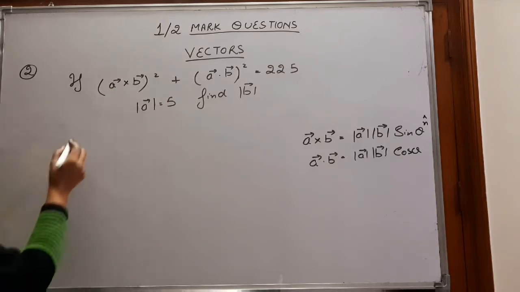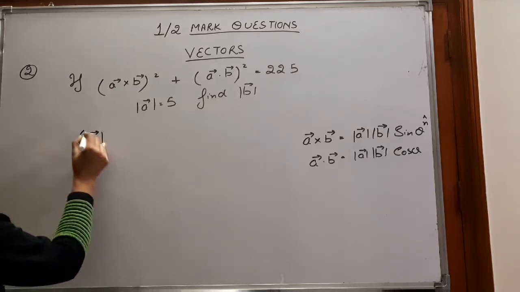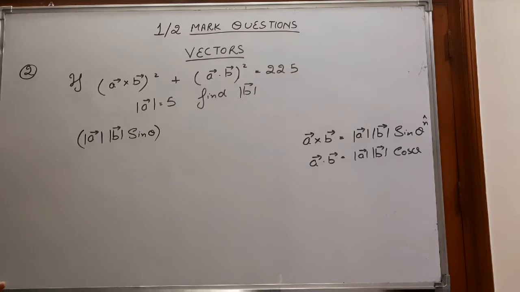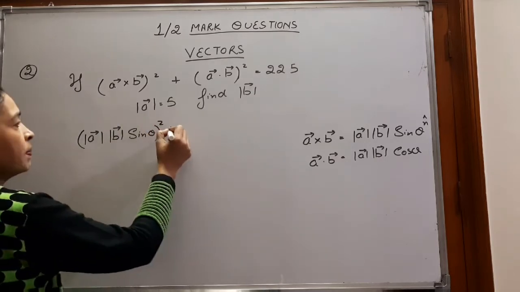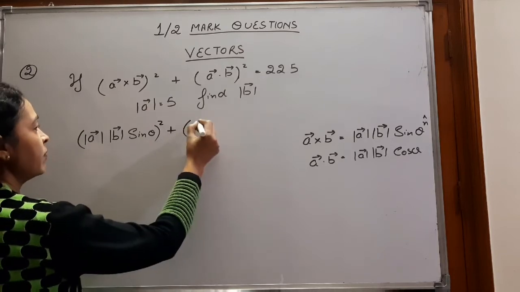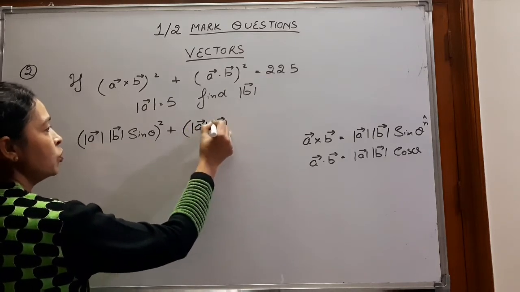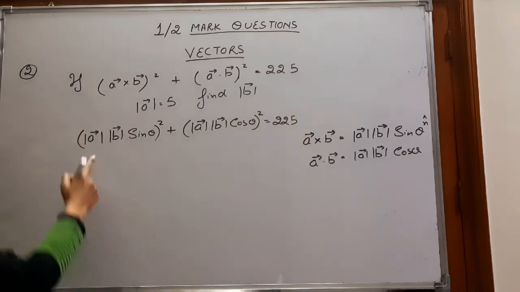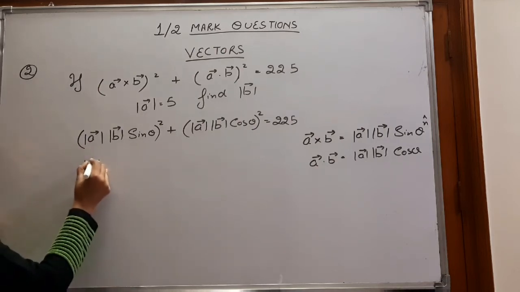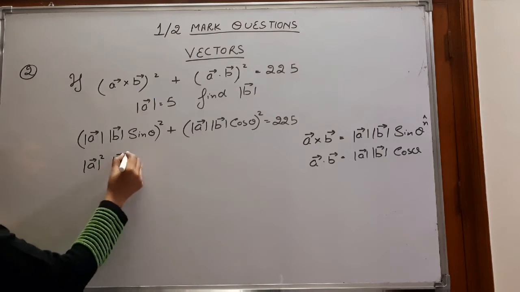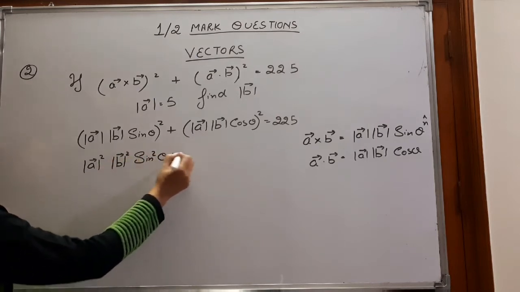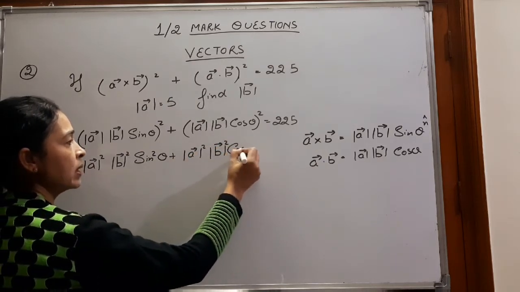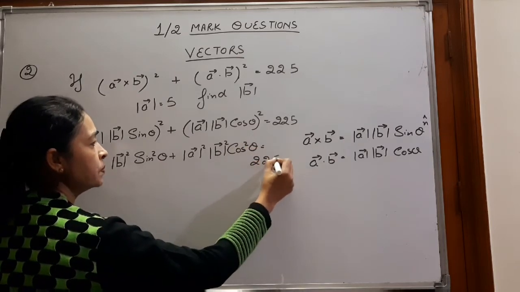Now, vector A cross vector B whole square is magnitude of A into magnitude of B into sin theta, unit vector n has magnitude 1, whole square, plus, in place of vector A dot vector B, we have written magnitude of A into magnitude of B into cos theta whole square, which equals 225. Magnitude of A whole square, magnitude of B whole square into sin square theta, plus magnitude of A whole square, magnitude of B whole square into cos square theta equals 225.